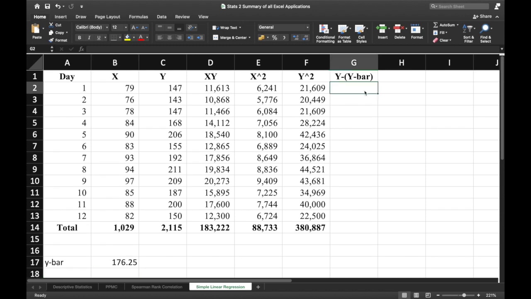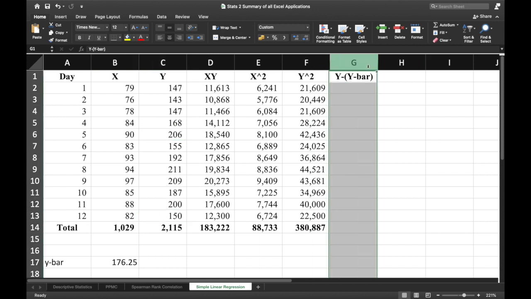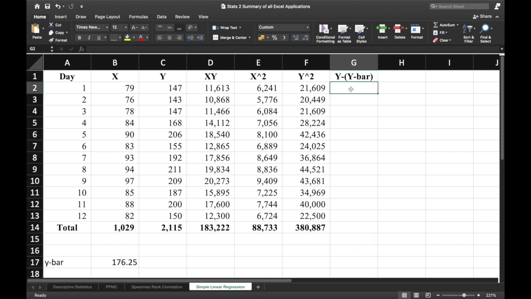Y sub I. That means y sub 1, y sub 2, y sub 3, y sub 4, y sub 5, up to y sub 12. So, ibig sabihin, for this column, ang gagawin natin will be this one, y sub 1, minus the value for y bar. Ganon din sa pangalawa. This one, minus the value of y bar. Hanggang matapos po tayo hanggang sa pinakababa.